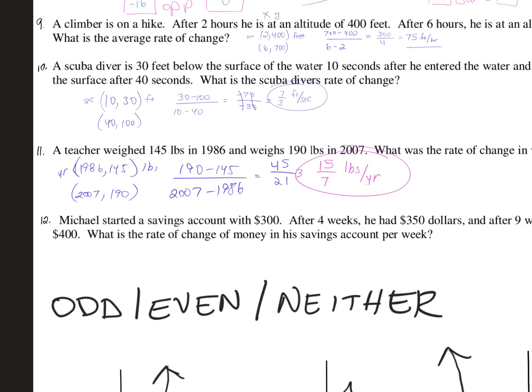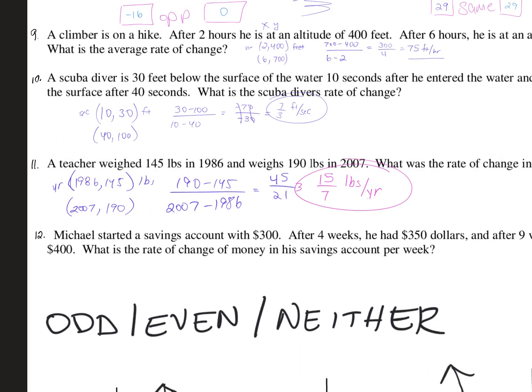All right, look at the last one. Not meant to be tricky, but it says Michael has a savings account that he started with $300 in. After 4 weeks, he had $350, and after 9 weeks, he had $400. What's the average rate of change? $50 a week. Okay, but hold on. It's not 50 per week. I like where you got 50, but what is my first ordered pair?